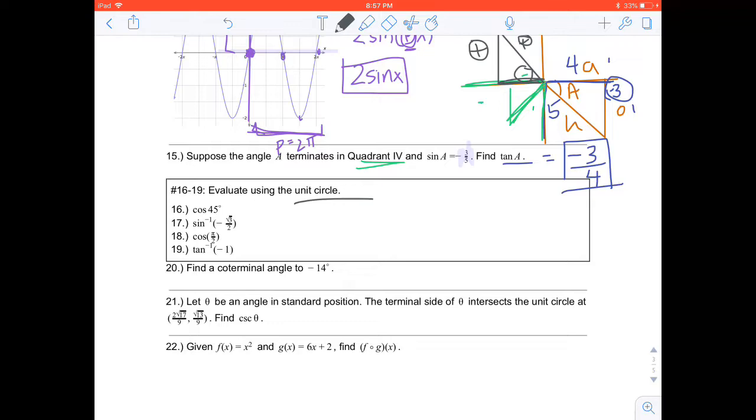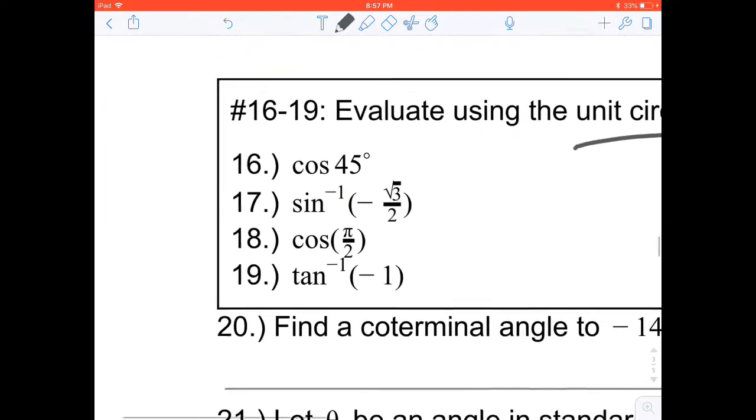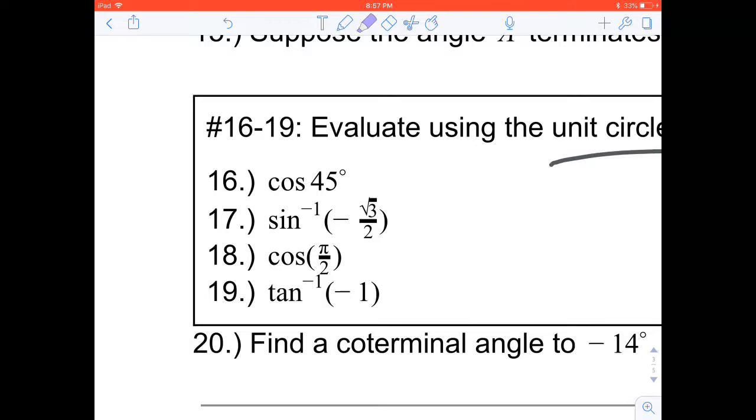But okay, so this next part, we are using the unit circle. We're using it in different ways because what you want to pay attention to here is this part, the function. This is just regular cosine. But if you look here, this is the inverse of sine. This is regular cosine. This is the inverse of tangent. So we have both ways mixed in here. We have to be able to jump back and forth between the inverses and the regular functions.